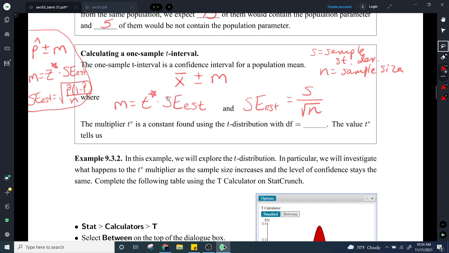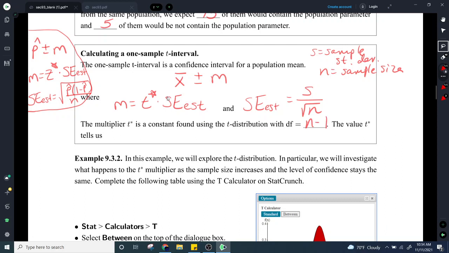The multiplier t star is a constant found using the t distribution with degrees of freedom. And the degrees of freedom, I know it's kind of a mysterious concept right now. Just kind of go with me for now. I'm going to give you a little formula here. Degrees of freedom is going to vary depending on your sample size. And so that's going to be how you determine which t star value to use. And that is going to be found using this little formula, n minus 1.